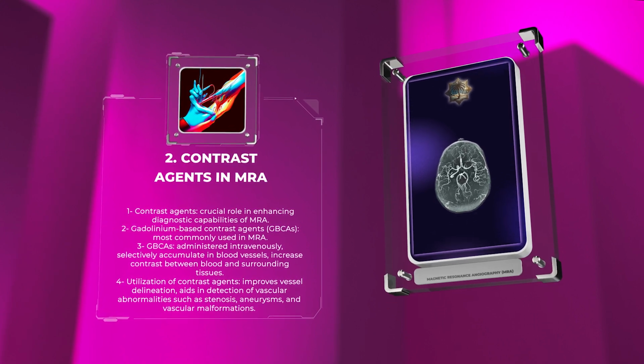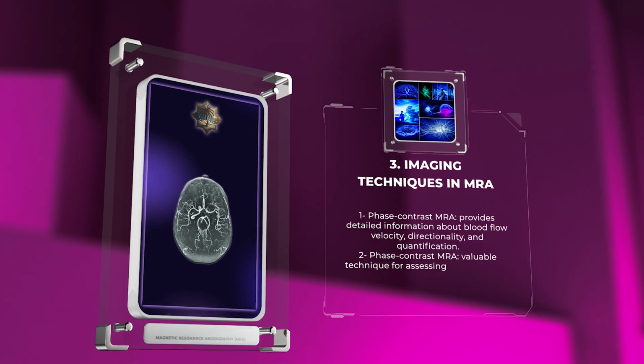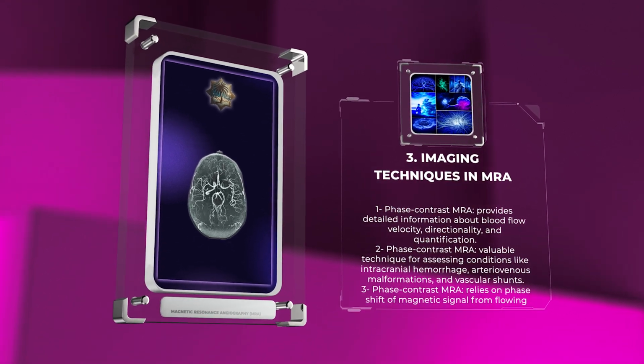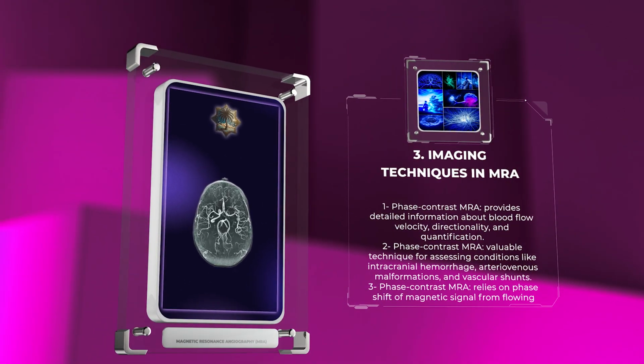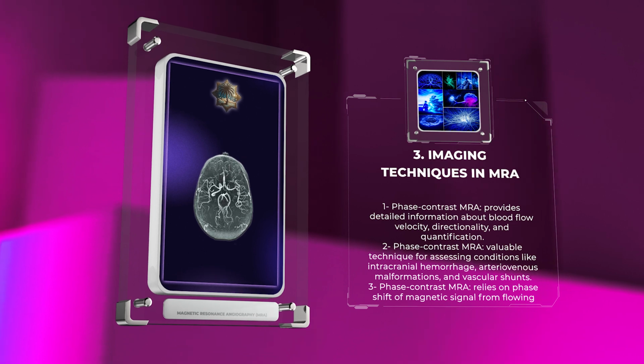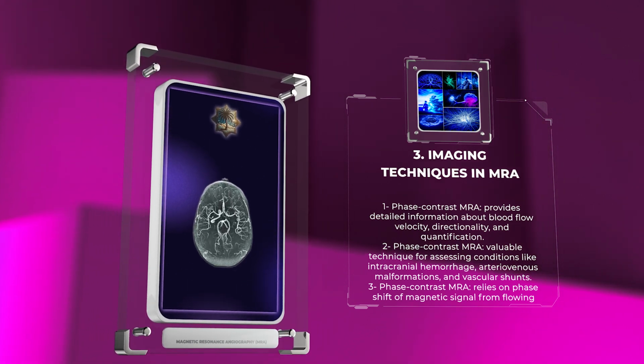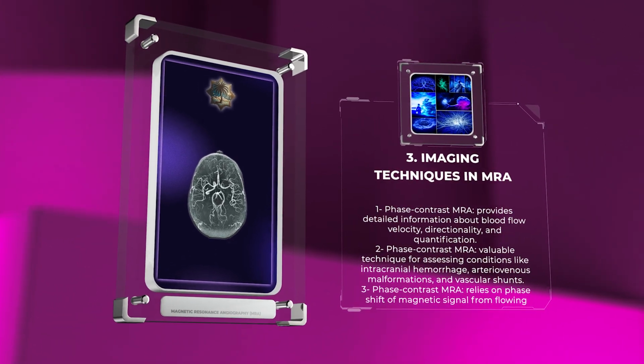and vascular malformations. With its ability to provide detailed information about blood flow velocity, directionality, and quantification, phase contrast MRA is a valuable technique for assessing conditions like intracranial hemorrhage, arteriovenous malformations, and vascular shunts. Its reliance on the phase shift of the magnetic signal from flowing blood allows for accurate imaging.